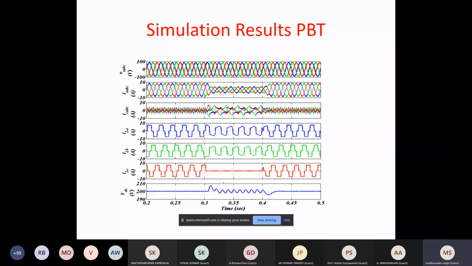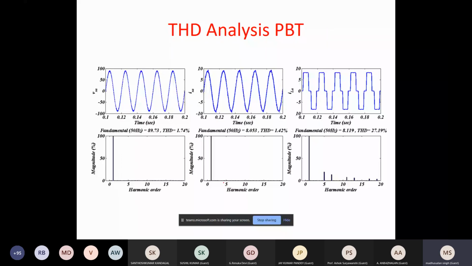You have seen that with PBT, the THD of the source current is further reduced. So which theory you use and which type of load there is decide how effectively you will be able to eliminate harmonics. If you see the THD, earlier it was 2.2, here it is 1.42. It means PBT is more effective for that same load. This is just to tell you how these theories are applied.